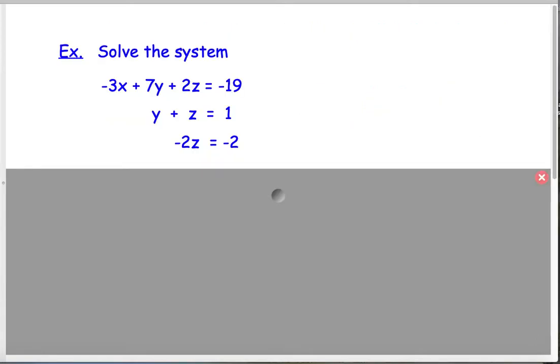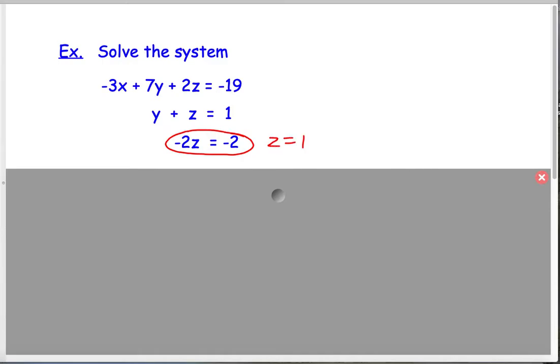So let's look at a couple of systems here. What if I asked you to solve this system? Well, you probably look at it and say, well, that's really easy. I don't need to do anything else. I can look at the last equation, and I can figure out what z is equal to. So that's going to tell me that z is equal to 1.